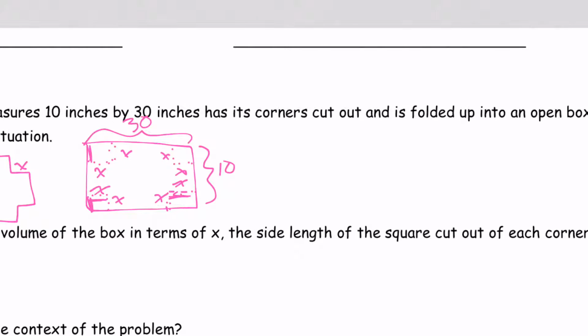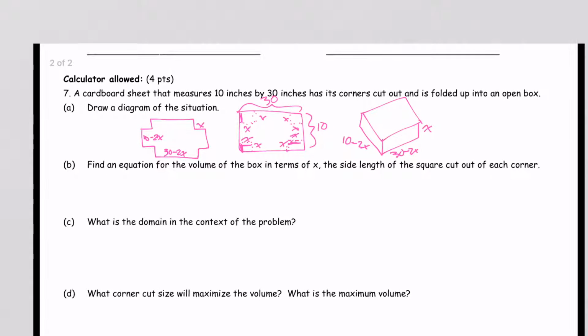And again, picture what we're doing though. We're taking this shape and folding it up into a box like that. So there's my side x, here's a 30 minus 2x, and here's a 10 minus 2x right there. Alright, well, thoroughly drawn. And we want to find an equation for the volume of the box in terms of x. Well, volume of a box equals length times width times height. So x times 10 minus 2x times 30 minus 2x is the equation of my box in terms of x.